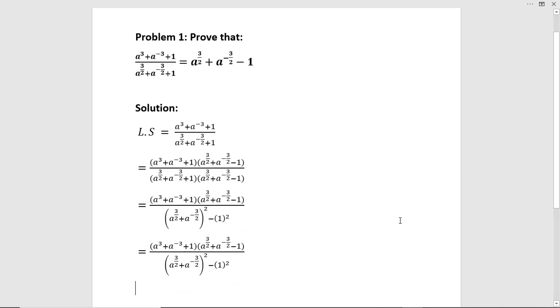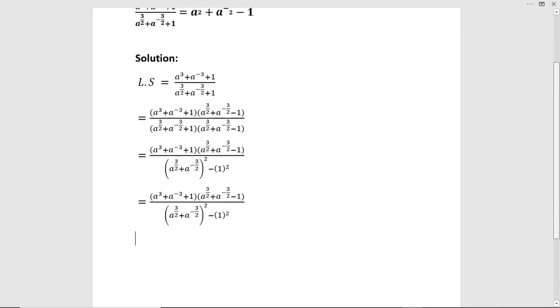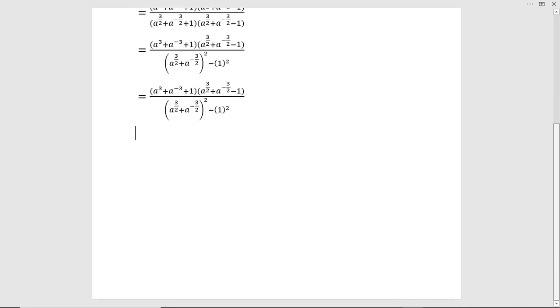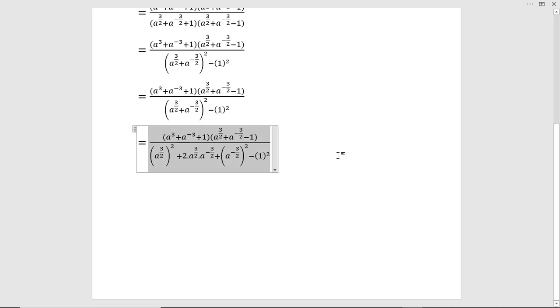So then when the whole square comes, I will write this using the formula a square plus 2ab plus b square, that is a to the power 3 by 2 plus a to the power minus 3 by 2 whole square, that is a square plus 2ab plus b square, and minus 1 whole square, that is carried here. And also the denominator is changed but the numerator will be unchanged.